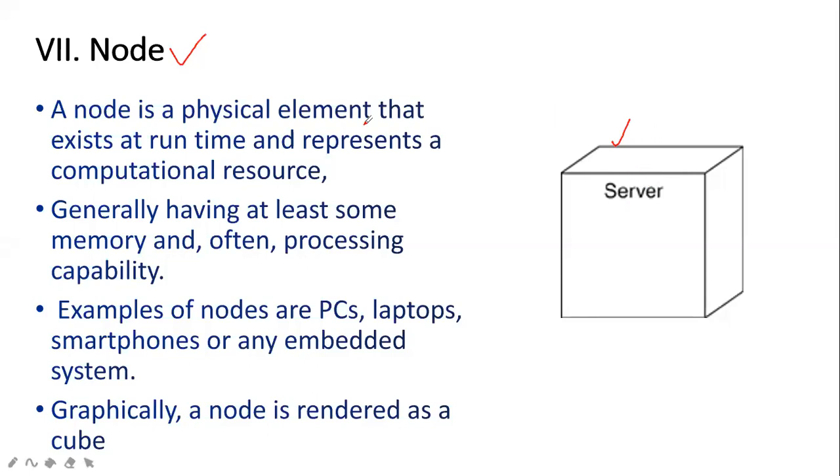This you have to remember always. Generally having at least some memory and often processing capability. Now this is rendered graphically with the form of a cube. This is a cubical form, and the name of the node is written inside it. That is the server. Here the node is the server. It can also be a PC or laptop or phone, etc. So these are the 7 structural things we have studied now.